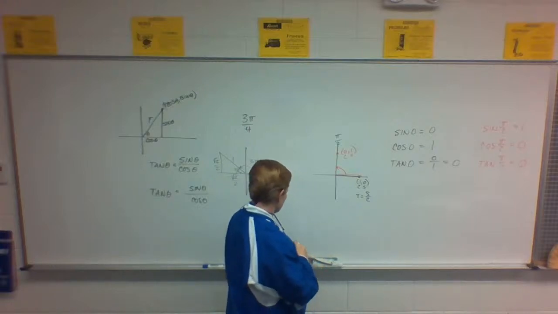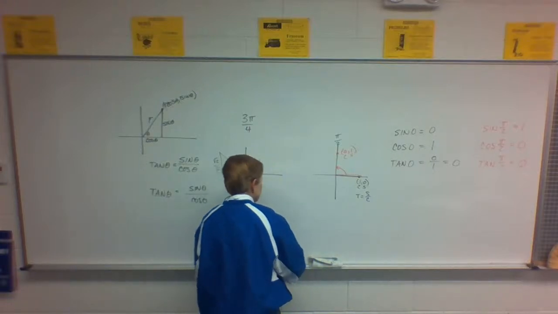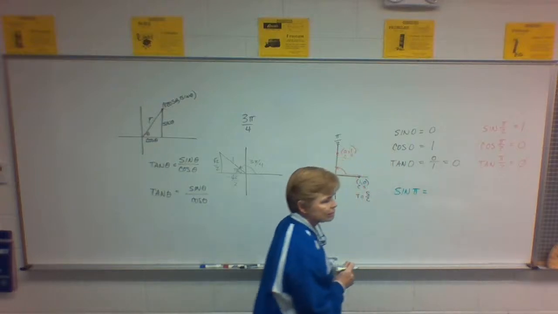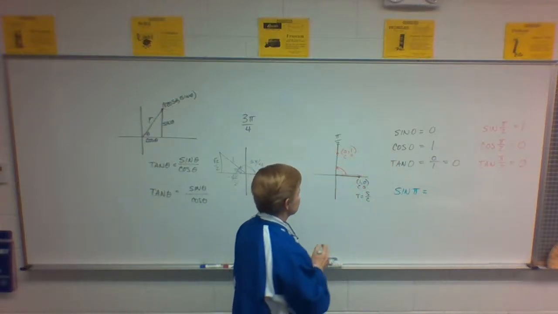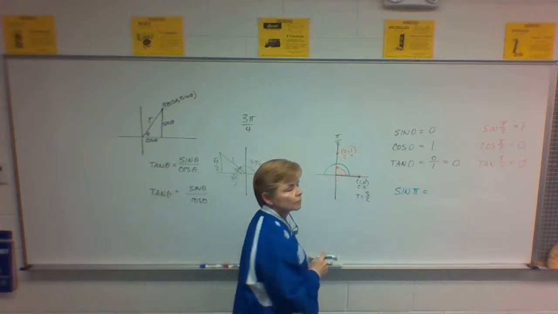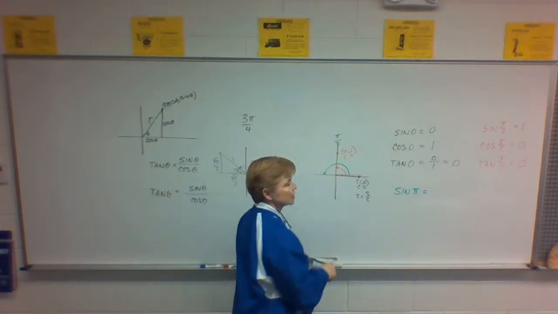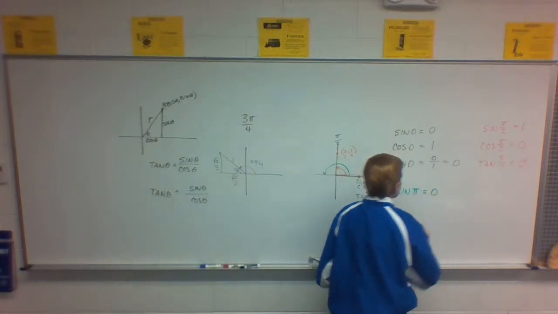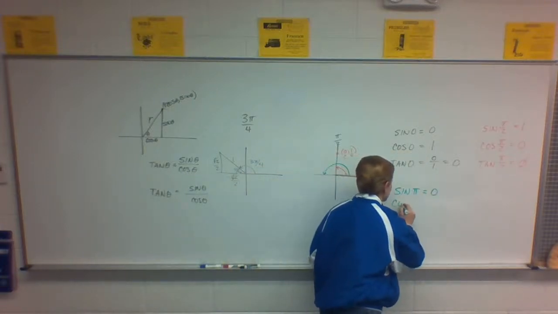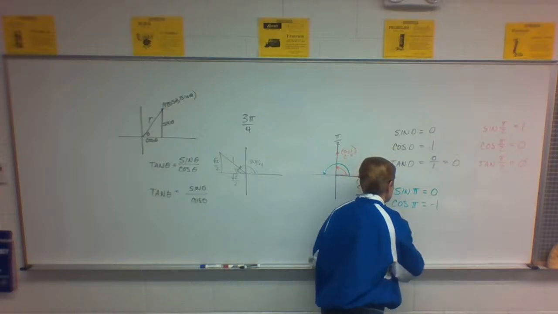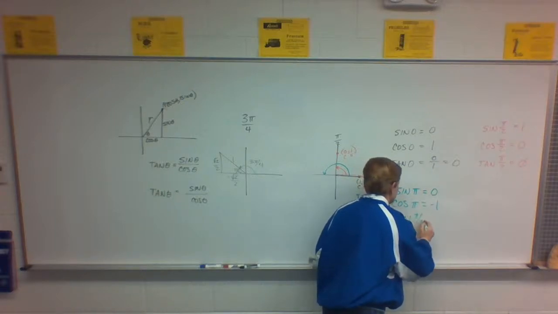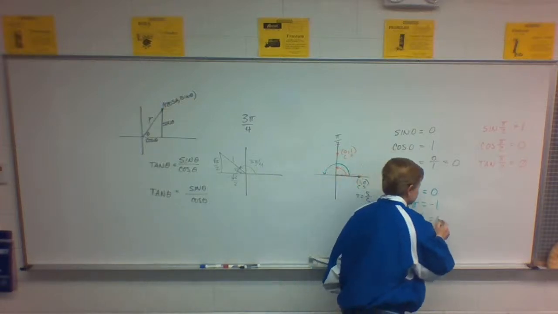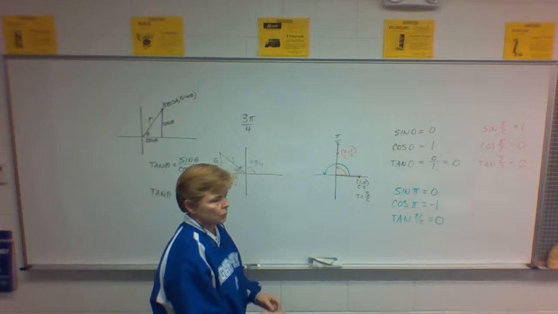So without drawing all this stuff out, can you tell me what you believe the sine of pi is? Just so you know, that's this one. What's the sine of pi? 0. What's the cosine of pi? Negative 1. And what is the tangent of pi? 0. It's sine over cosine, and 0 over negative 1 is 0. You okay with that?